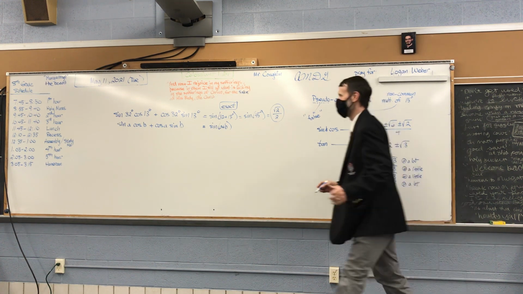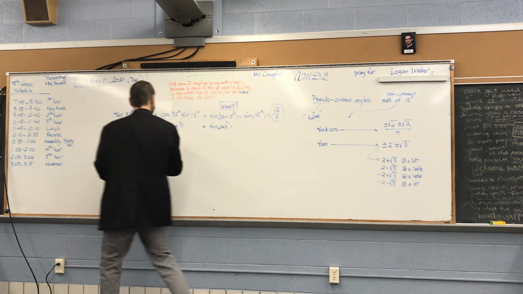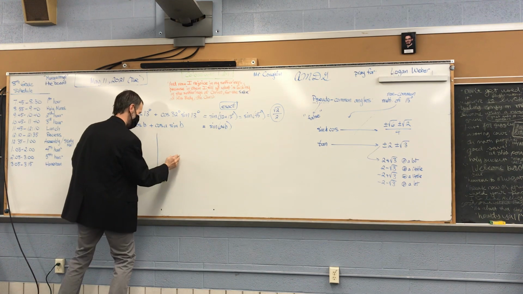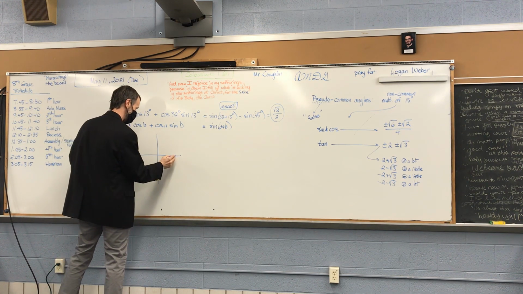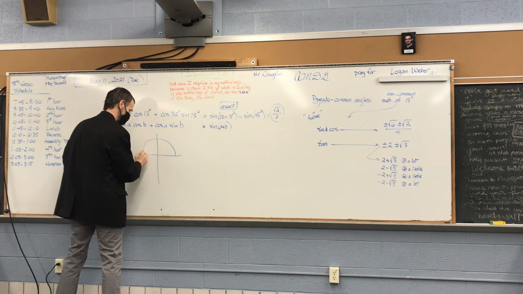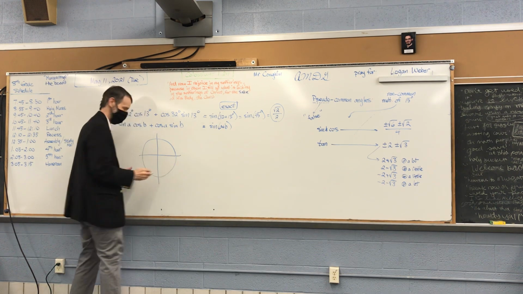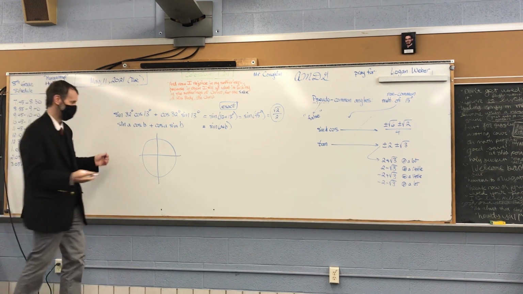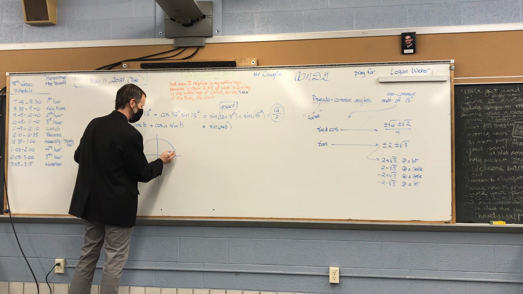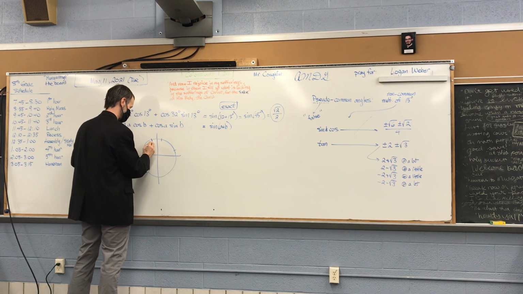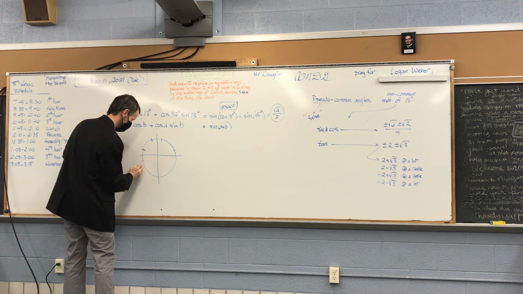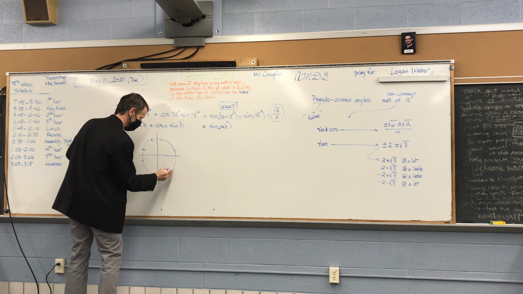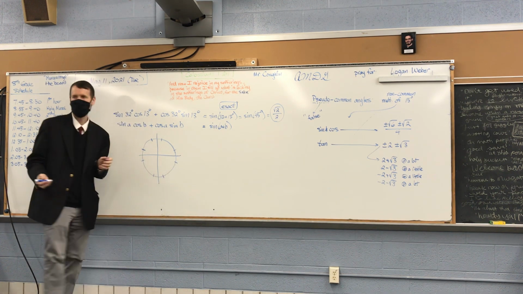Why do I bring this up? Well, draw a unit circle. It doesn't have to be huge, but it should be at least an inch wide. I'm going to make mine quite a bit bigger so you can see. There are 8 places where there are pseudo-common angles. Now I'm just doing the multiples of 15 that don't land on a common angle.